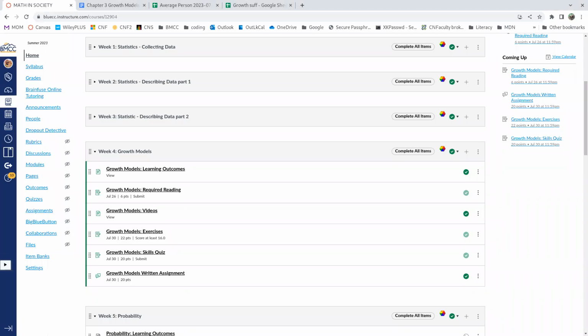This week, we move on to growth models, and we continue our study of data science. We looked at collecting data and then how to describe that data. And the type of data we're looking at is going to shift a little bit.